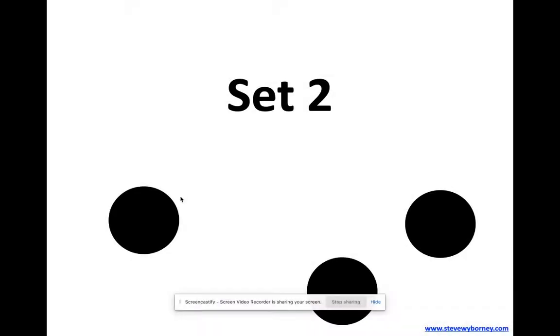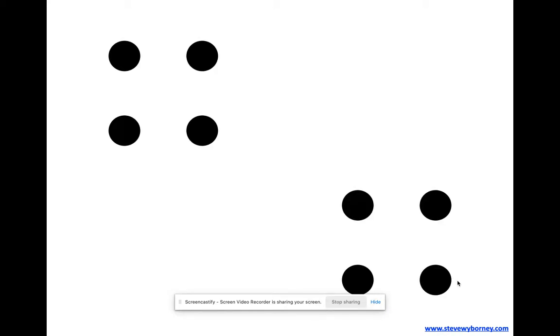So what you're going to be seeing is some dots on the screen, and we've done this before, and I want you to try to figure out how many you see without counting them. Look for patterns, look for combinations, look for different ways to figure out how many are there. Okay, ready? How many do you see here?